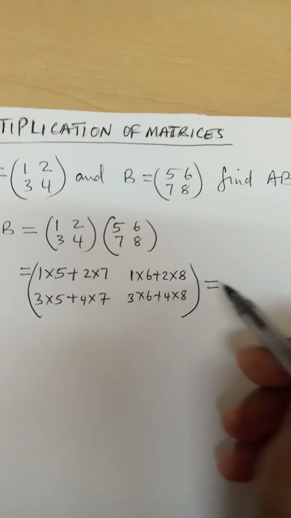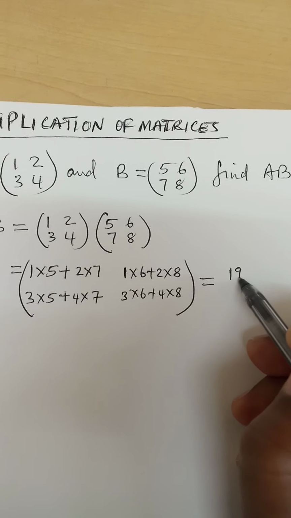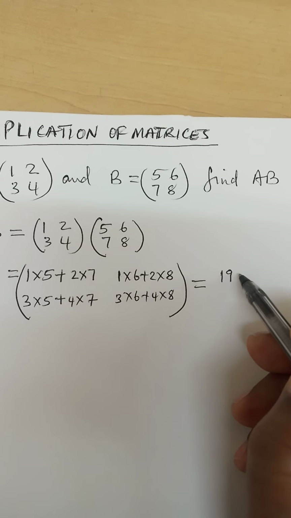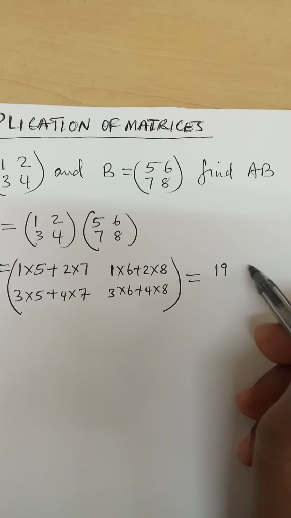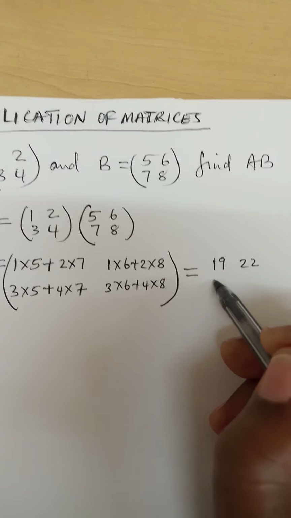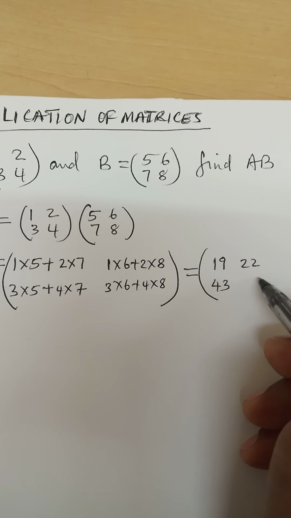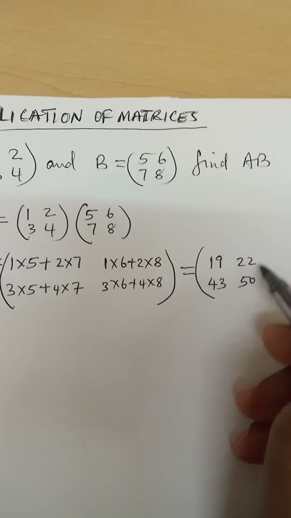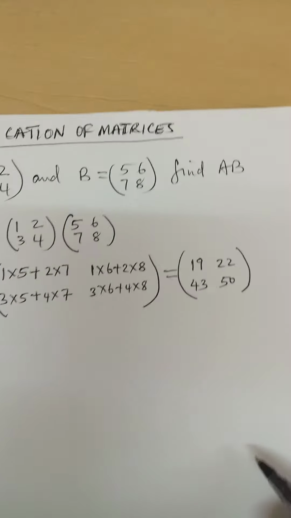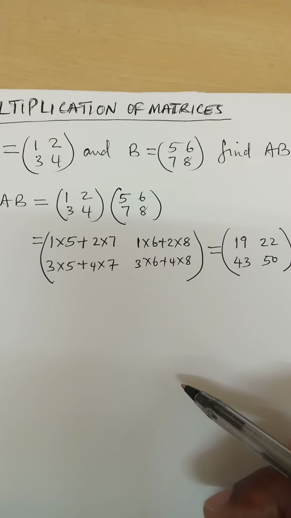This will now be computed to give us the final answer, which is 5 plus 12, giving us 19. Then 6 plus 16, giving us 22. 15 plus 28, giving us 43. And 18 plus 32, giving us 50. This will therefore give us a final answer of 19, 22, 43, 50.